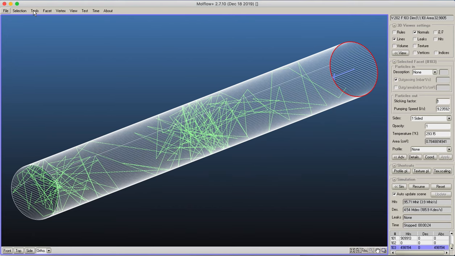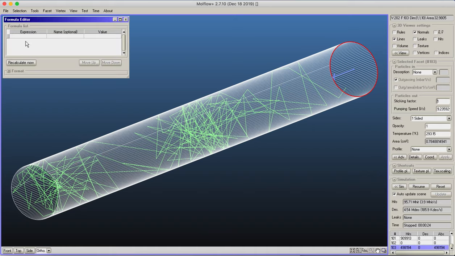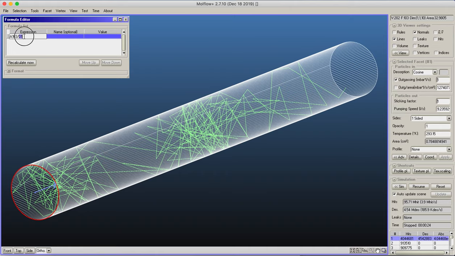So I will just use the formula editor, and I will write a formula. The exit is facet number 103, and the entry is facet number 1. So I'd like to count all the molecules that get absorbed on the exit, divided by all the molecules that were created. So I could write D1, which means all the molecules that were desorbed from the first facet, or there's a special expression called SUMDES, which means all the molecules that have desorbed.